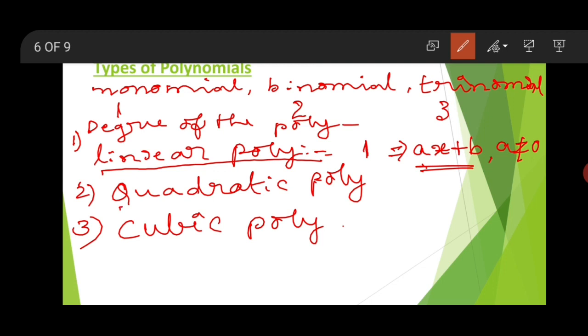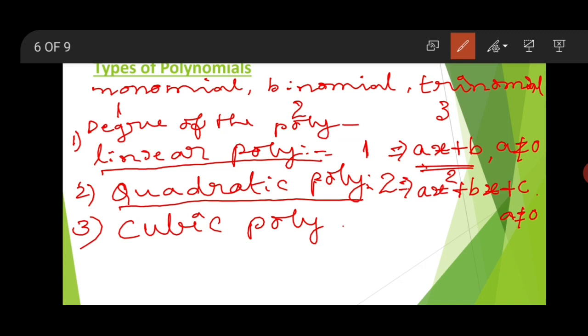Then quadratic polynomial. What is a quadratic polynomial? Degree 2 polynomials are known as quadratic polynomials. So what is the standard form of a quadratic polynomial? Yes, it is degree 2. So ax square plus bx plus c. Here also the condition is a not equal to 0.